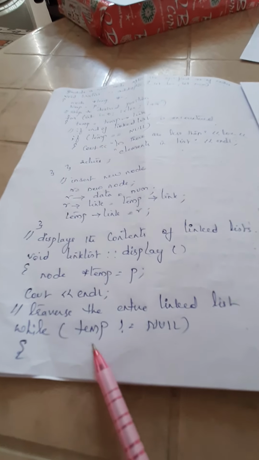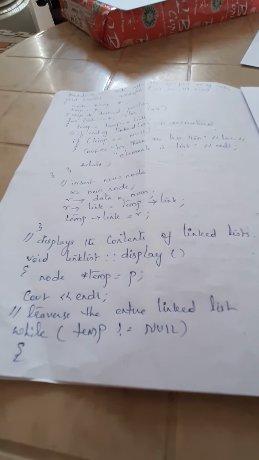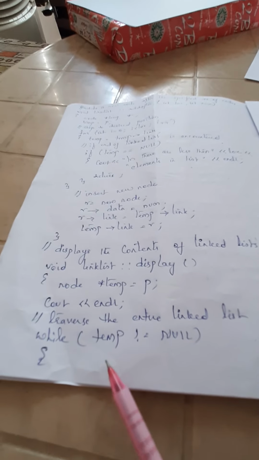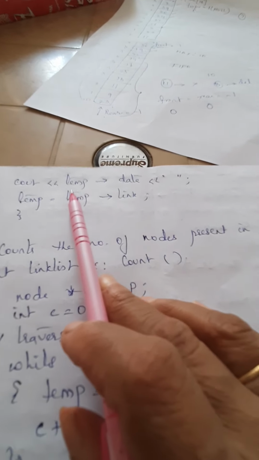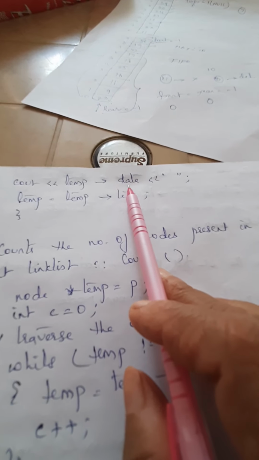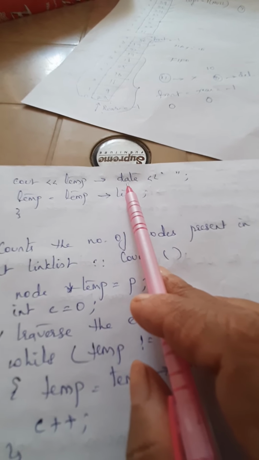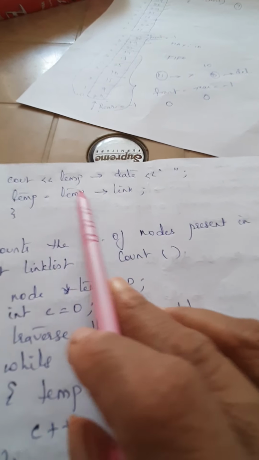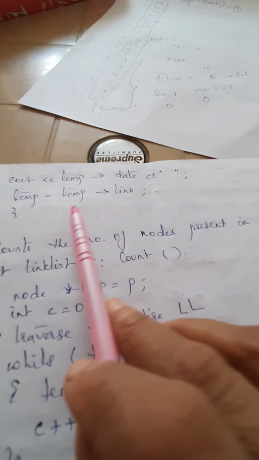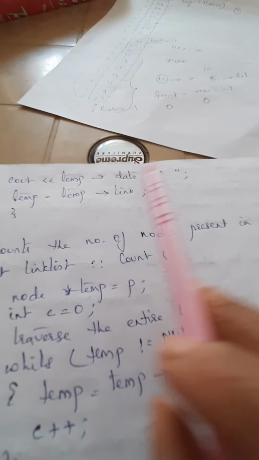That means until you reach the last node, you have to execute the statements present inside this while loop. What are the statements present here? cout temp of data. Whatever data is present at that particular node's data part, you have to print that data and move to the next link, because whatever elements are present, you have to move to the next link.